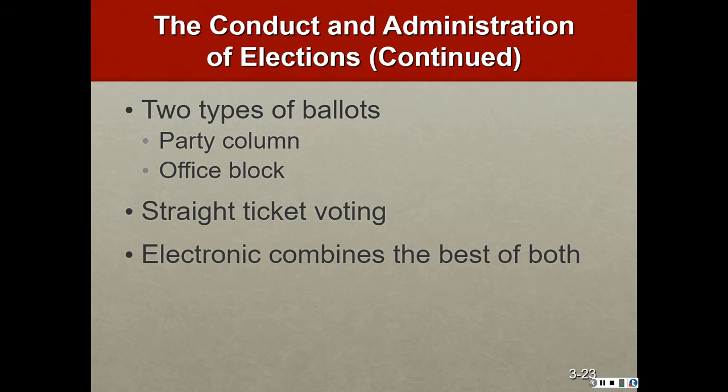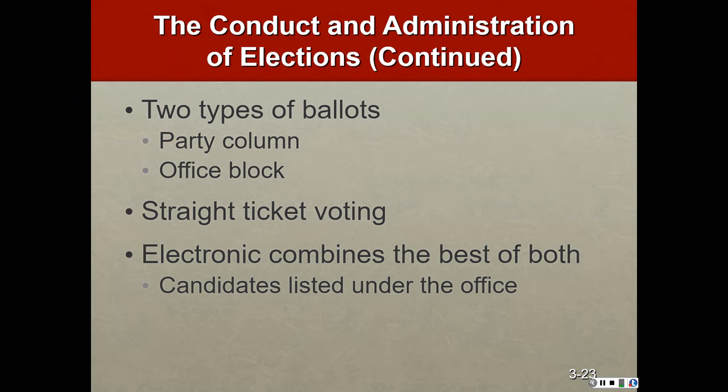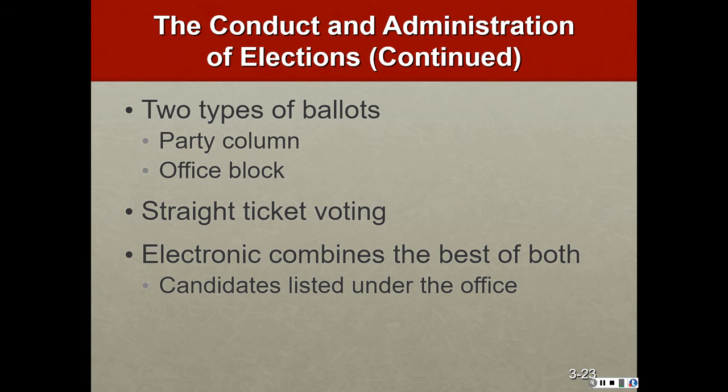We find that these electronic voting machines tend to combine the best of both worlds. The candidates are listed under the office, so we can see what the position is. Once again, President of the United States. It'll list all the candidates and their parties. And we also have the option for straight ticket voting. Even on the electronic machine, we move our little cursor over to the box, hit straight ticket voting, and that fills in most of the positions for us.